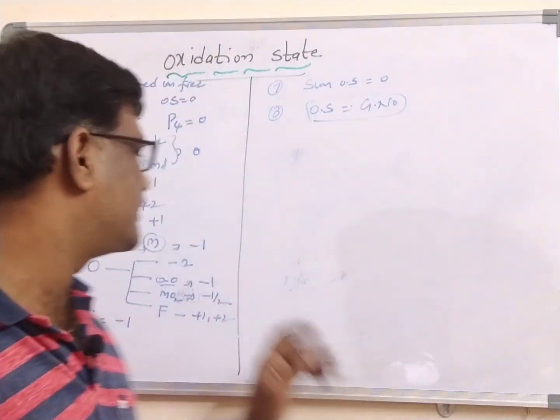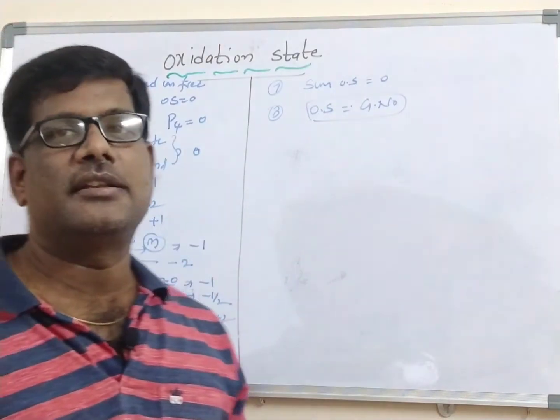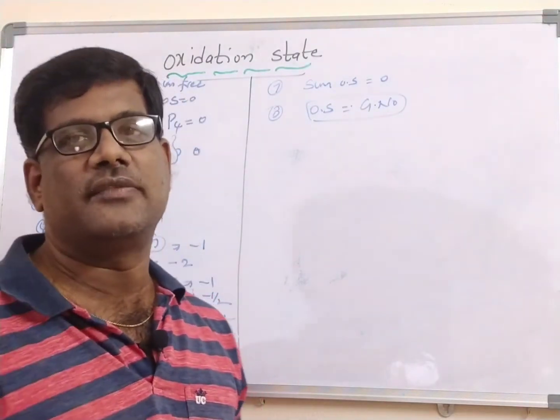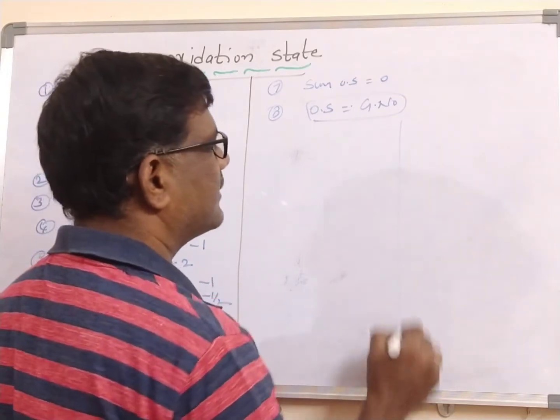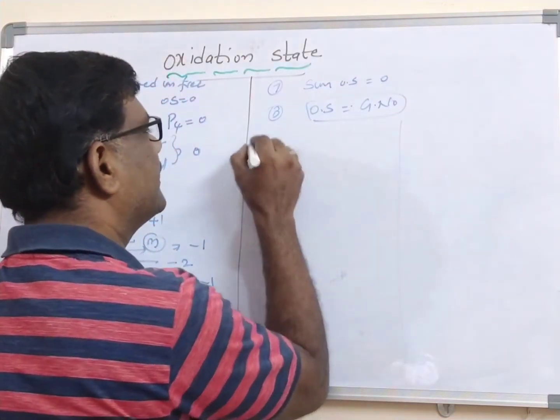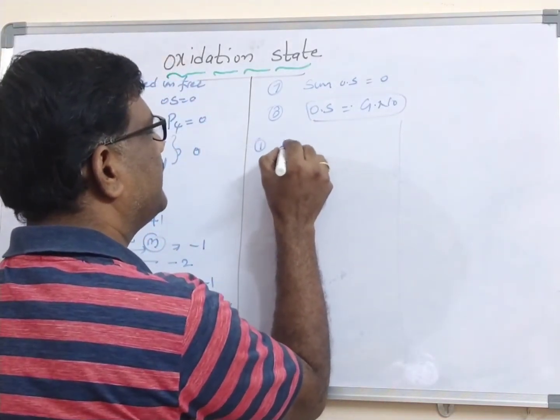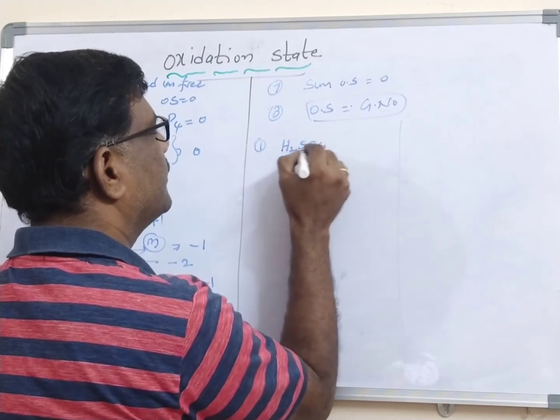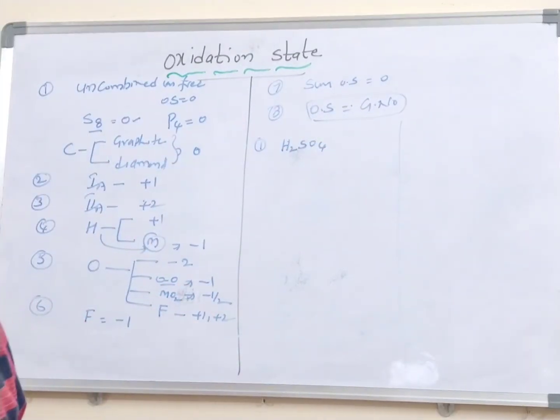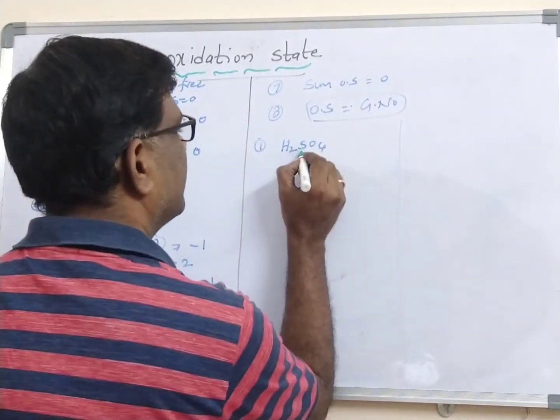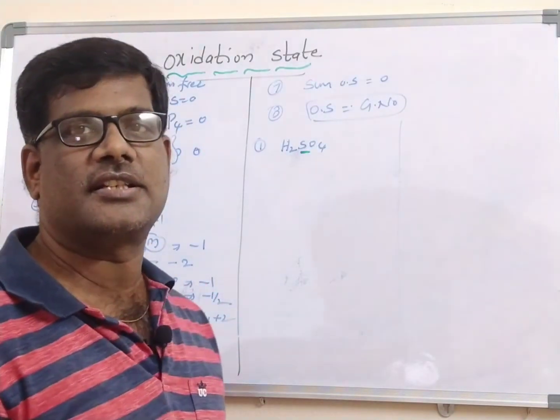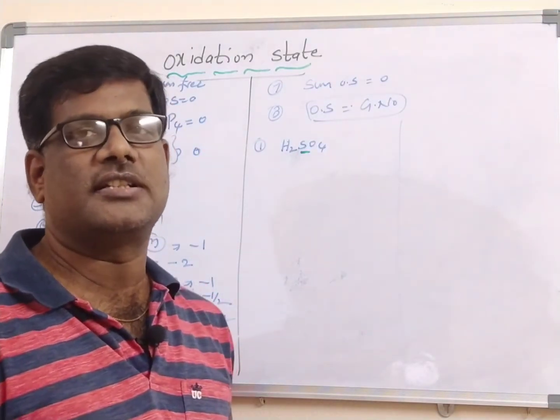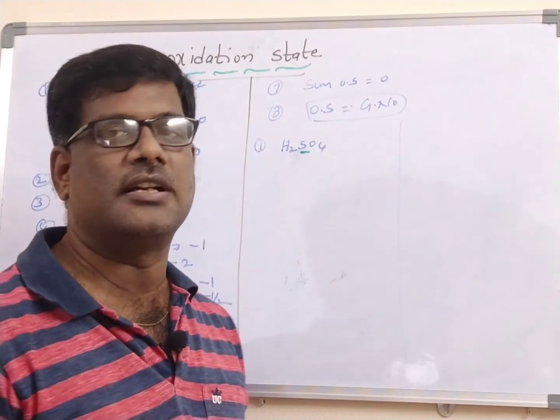So these are the points you have to remember, and by using these points, we will solve different examples. Here I am taking some examples. For example, the first example is H2SO4, where we need the oxidation state of sulfur. What is the oxidation state of sulfur? How do we calculate the oxidation state?